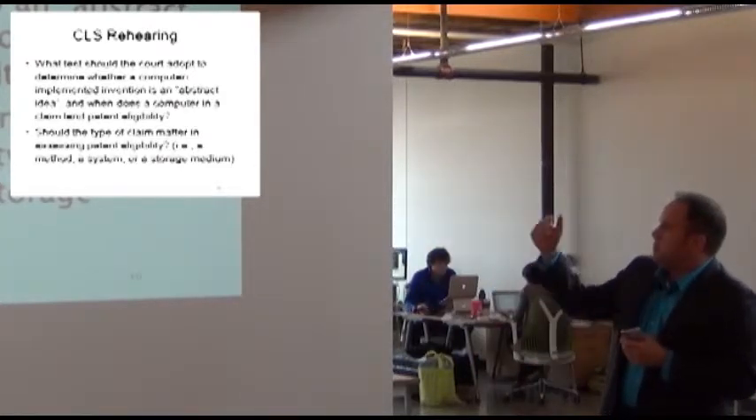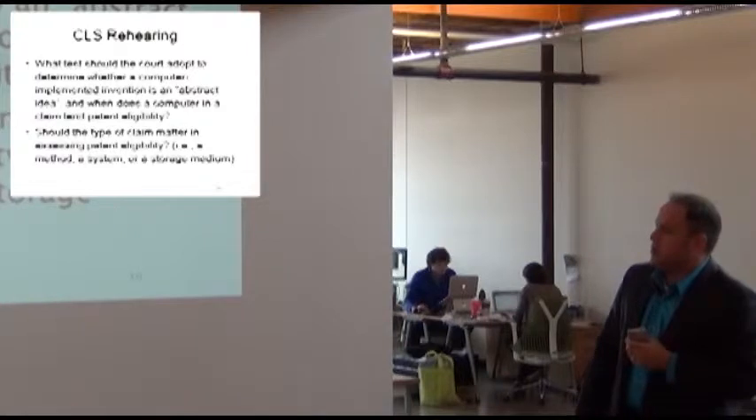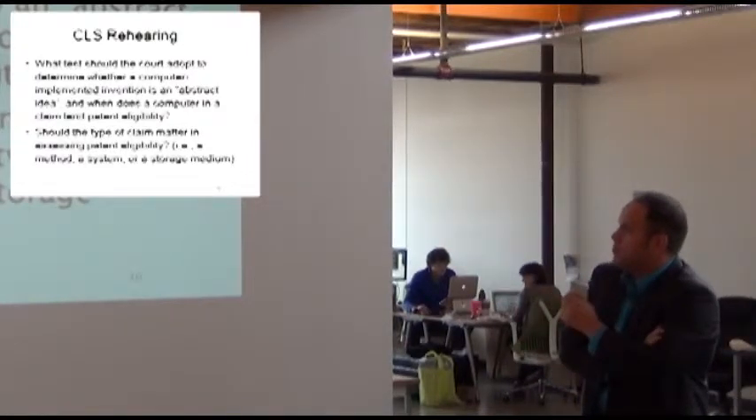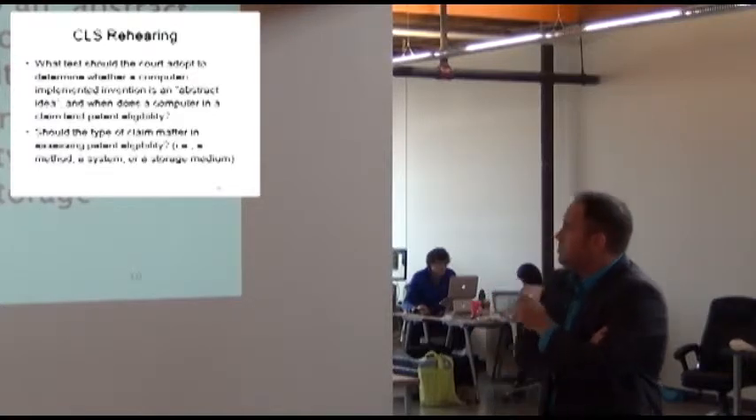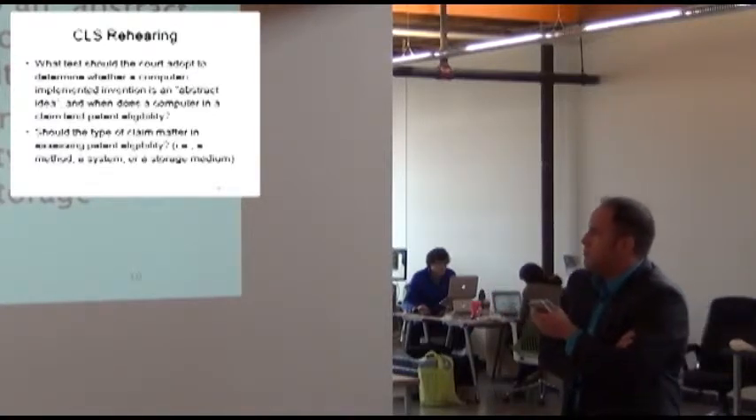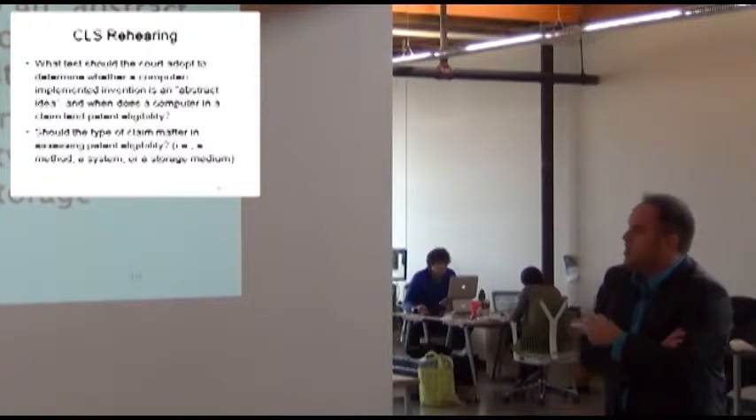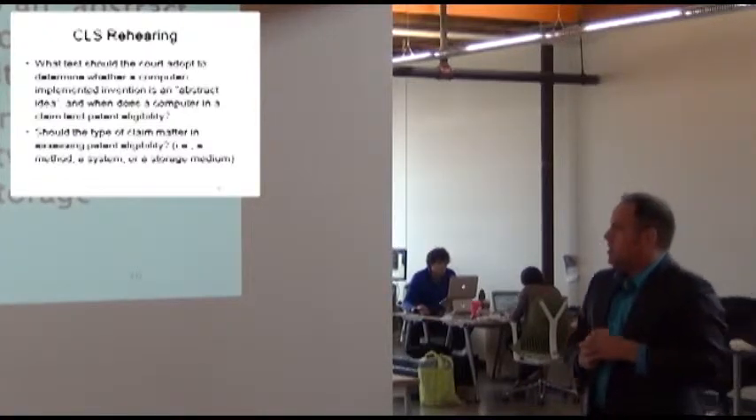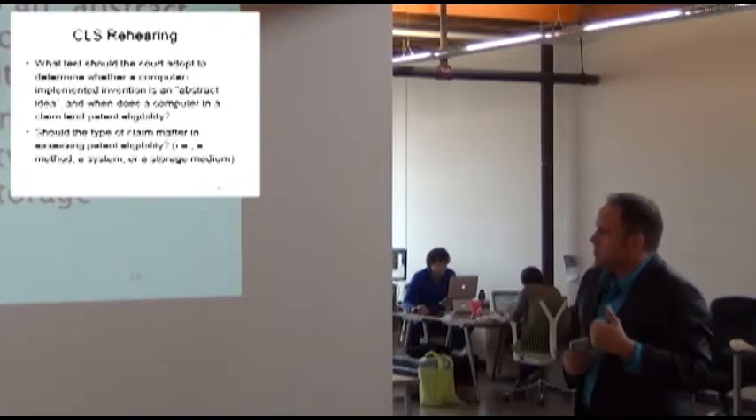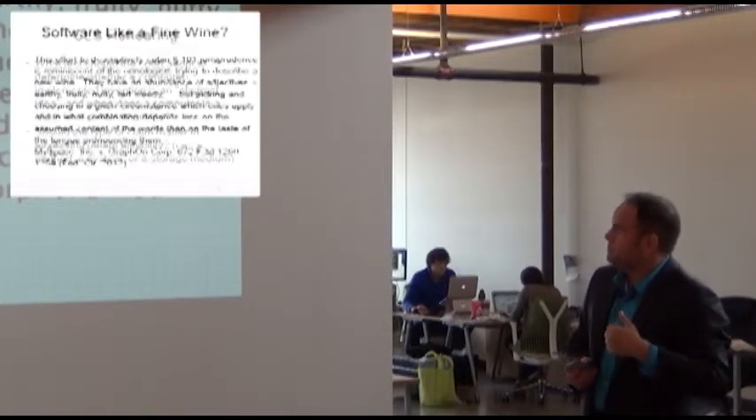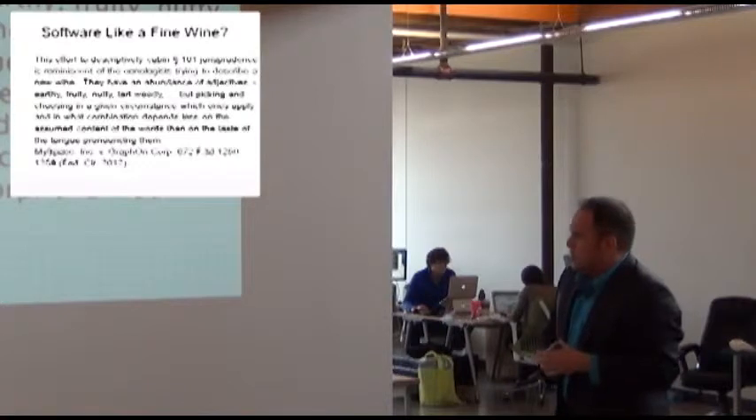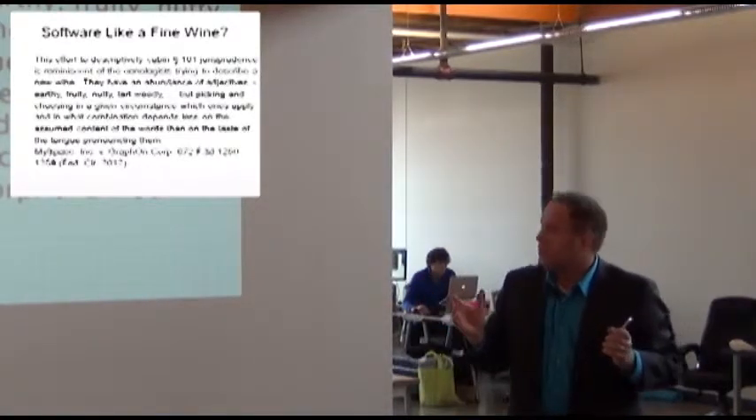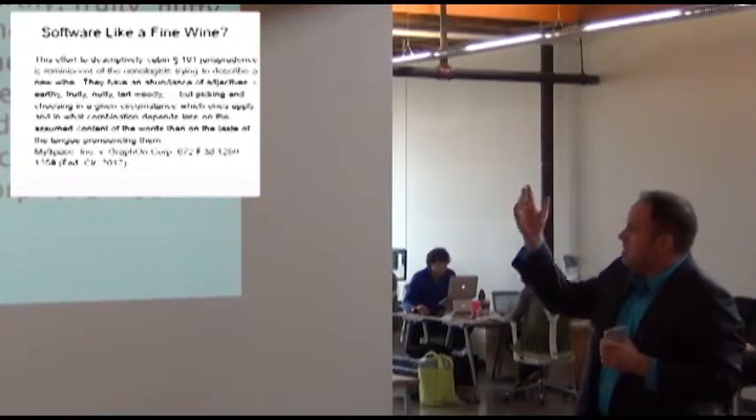Recently, CLS Bank was reheard, and the questions that the court asked were: what test should the court adopt to determine whether a computer-implemented invention is an abstract idea, when does a computer in a claim lend patent eligibility, and should the type of claim matter in assessing patent eligibility? In one of these cases, MySpace versus Graphon, software is like a fine wine. This is interesting.